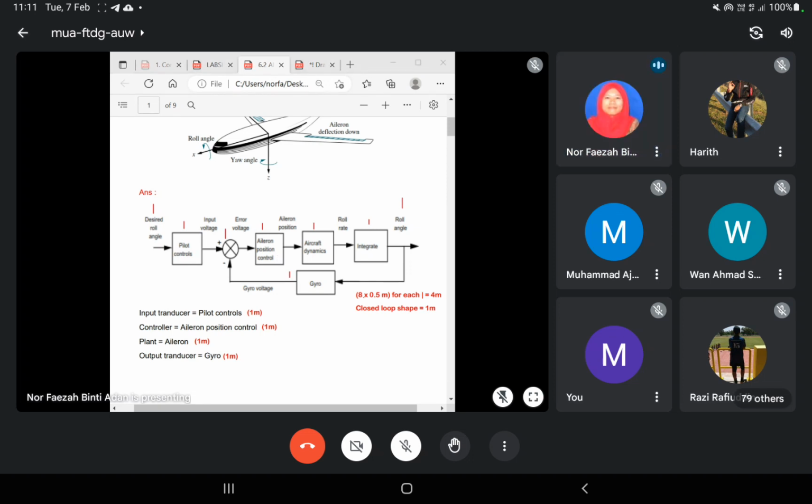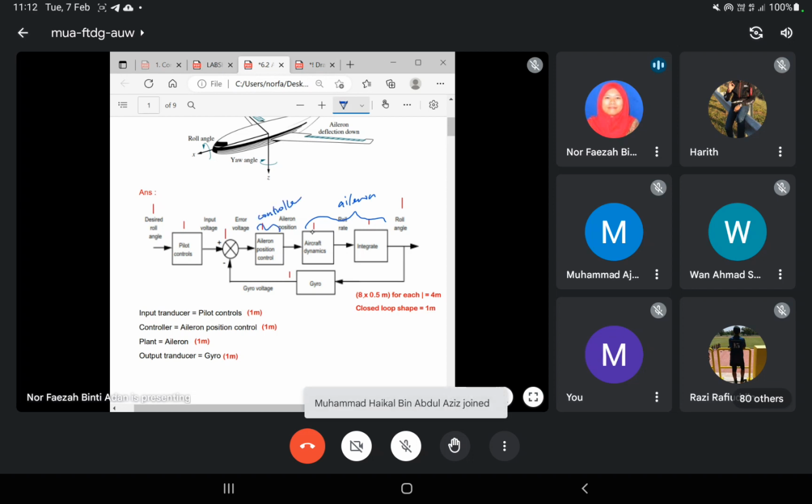Okay, so ni saya draw another version of it, that you can do. Okay, so desired roll angle, go to pilot control, summing junction, and then you have aileron position control ataupun controller, and then aircraft dynamics integrate. Okay, these two boxes you can actually combine and become aileron sebab itu adalah information yang you ada. This is your plant, and this can become controller.